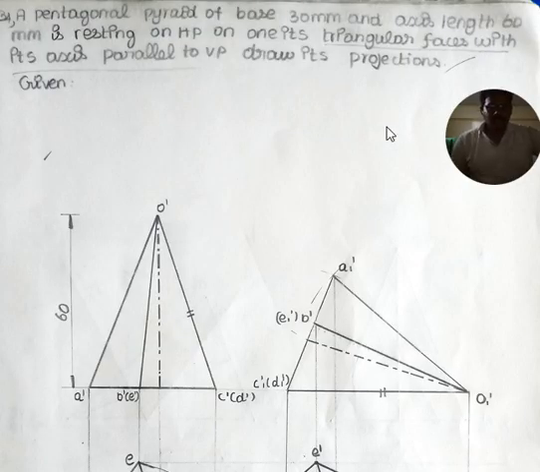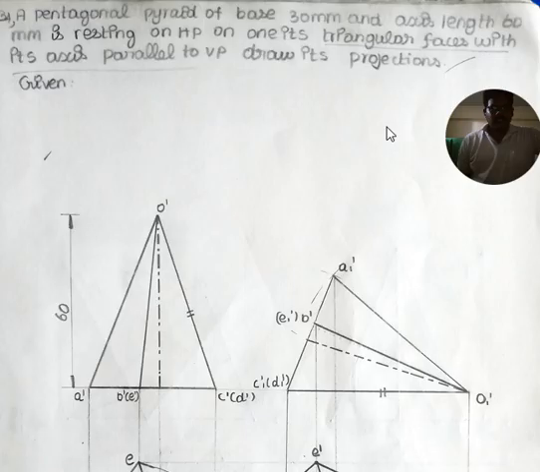So here the given problem is: a pentagonal pyramid of base side 30 mm and axis length 60 mm is resting on HP on one of its triangular faces with its axis parallel to VP. Draw its projections.